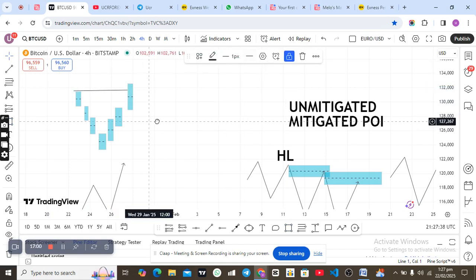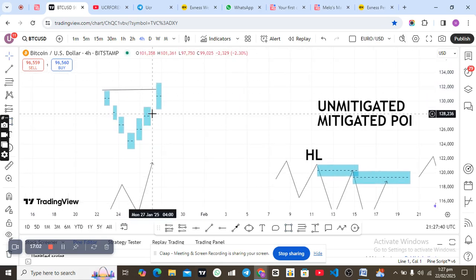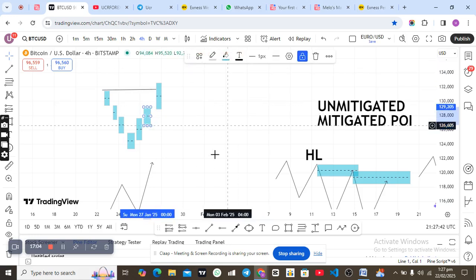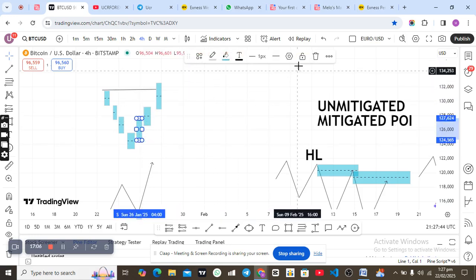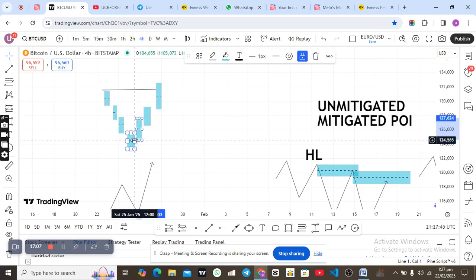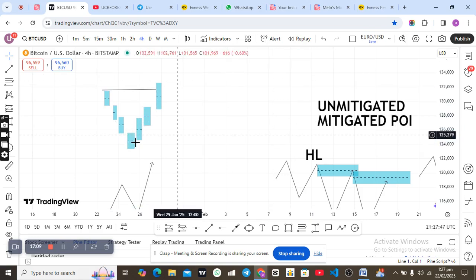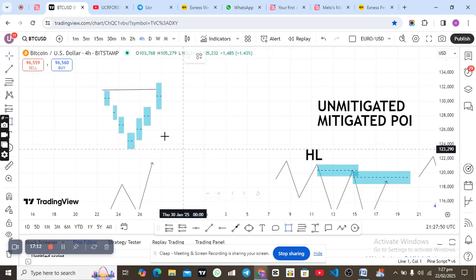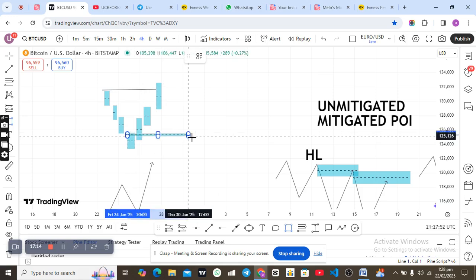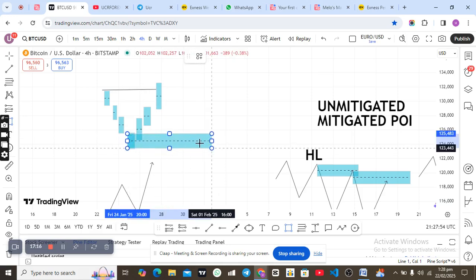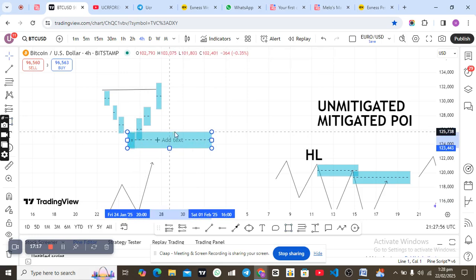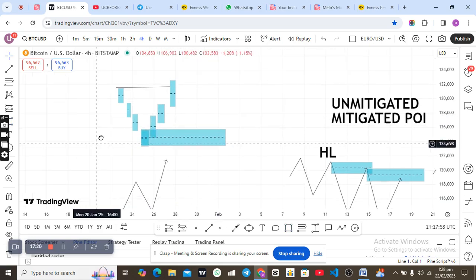Then when you are asked where is the point of interest here, if you want to mark out your point of interest with the last candle that led to a BOS, it means that this particular candle here is your point of interest. This particular candle here is your point of interest.